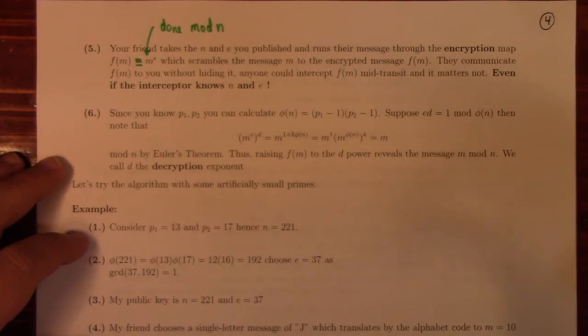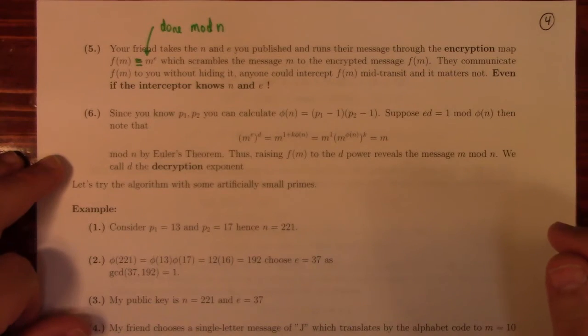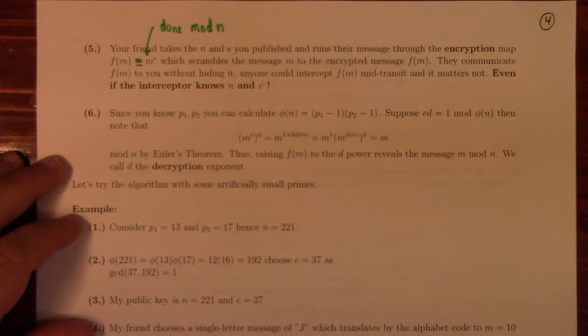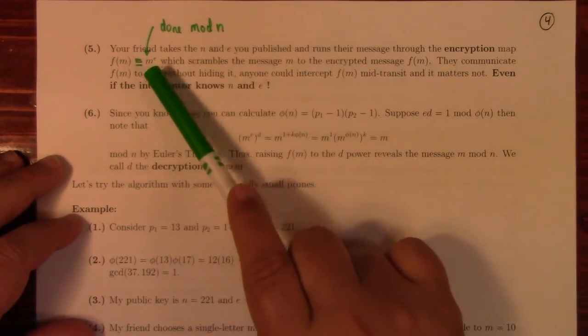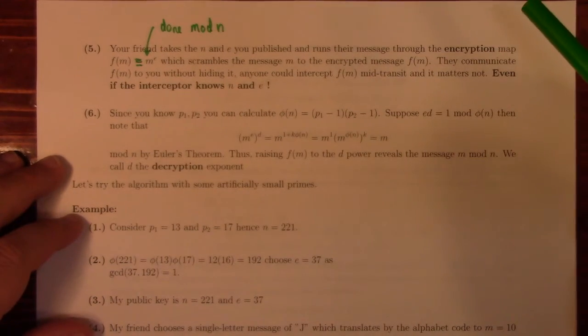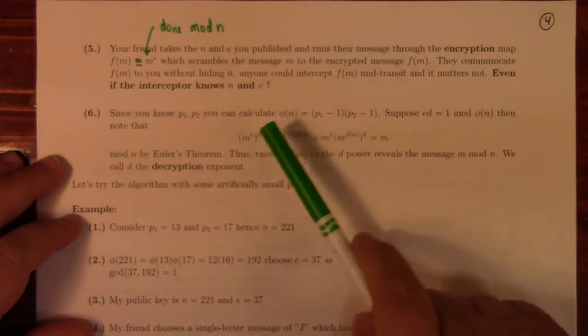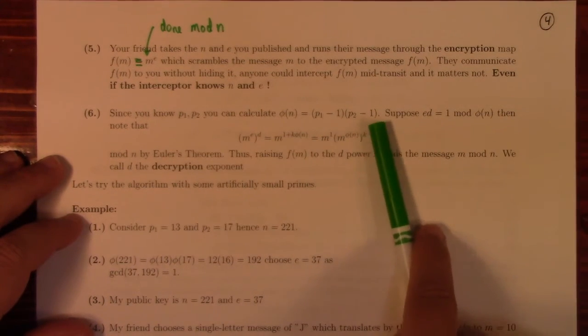So anybody in the middle could intercept F of M, and it doesn't matter. They can't undo it, even though they know E, and they know M to the E, and they even know N. They know you're working mod N. Doesn't matter. They can't undo the M to the E. So even if the interceptor knows N and E, they can't just undo the message. But you know P1 and P2, so you can calculate phi N.